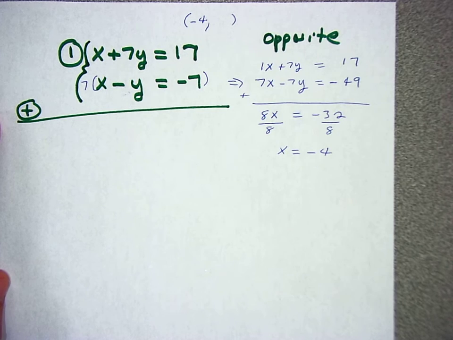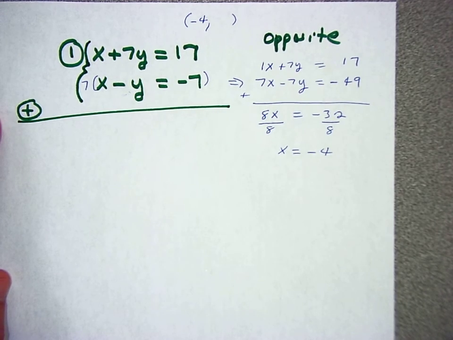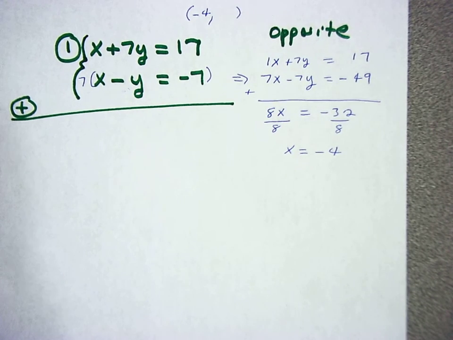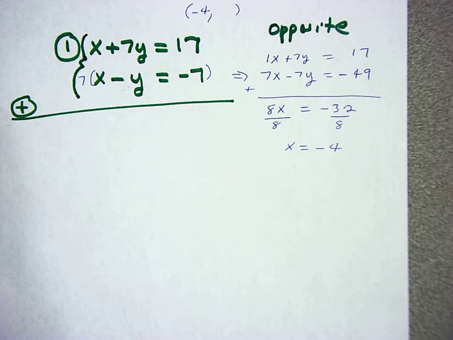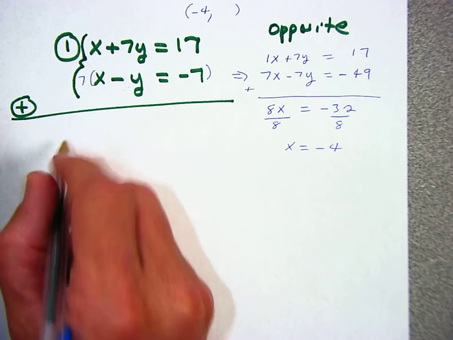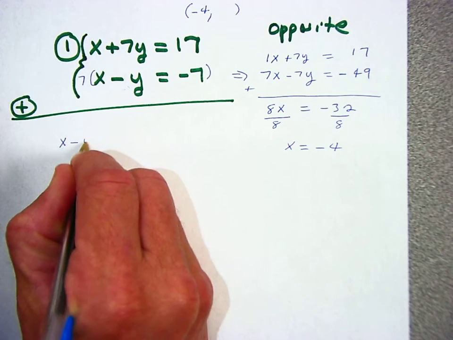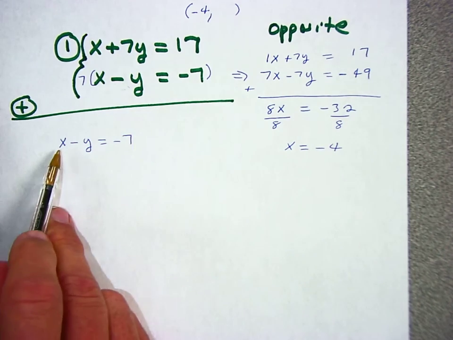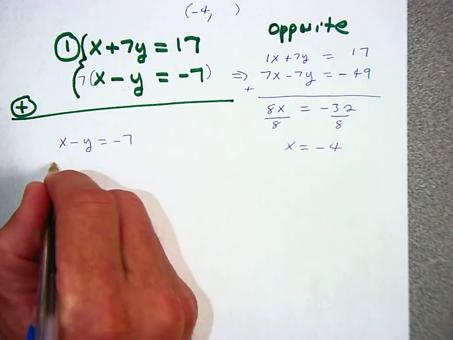Okay, once you get one of the numbers, you can pick either equation. It does not matter. You can pick either equation and plug in the negative 4. I'm kind of torn here. I don't know why I like the bottom equation better. You can pick top or bottom, but for whatever reason, I seem to think that the bottom equation is going to be easier for me. Wherever you see x, you're going to replace it with a negative 4.